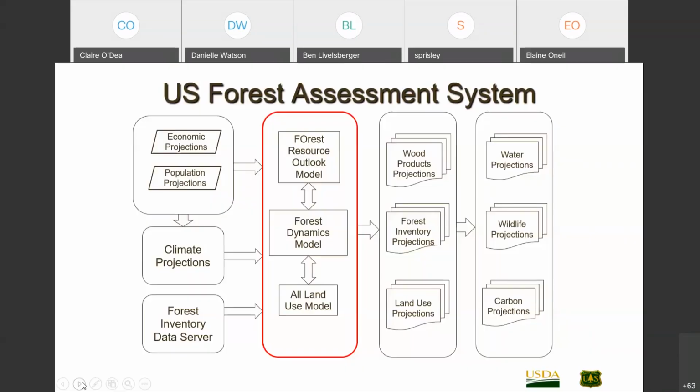Delving into the RPA framework just a bit more, here I show how we take forest inventory information along with projections we've developed for climate, population, and economic factors as inputs into our modeling framework, which is highlighted in red. We have 3 models that communicate with one another to investigate forest dynamics, land use, and forest products. The Forest Resource Outlook model, or FORUM, has replaced our previous model, the Global Forest Products model. These models produce future projections for wood products, forest inventory, and land use, which in turn feed into our other resource projections, including water, wildlife, and carbon, just to name a few.